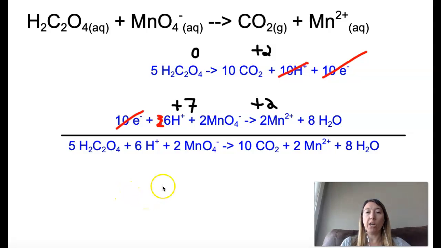The next thing for me to check is my charges. So I have 6 positives and 2 negatives. So 6 minus 2 is 4. I look over here, no charge, no charge. 2 times positive 2 is also plus 4. So my charges are balanced, my atoms are balanced, and when I check my coefficients, I cannot reduce them, so we have correctly balanced this. Okay, let's try another one.